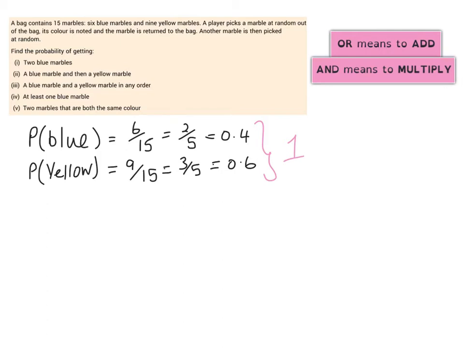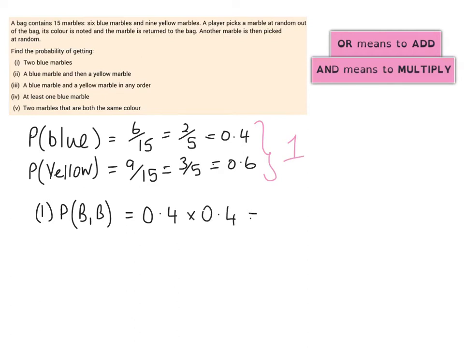Now, let's find the probability of 2 blue marbles. Well, we need a probability of 2 of them, so we'd write it like this. So part 1, the probability of blue and blue. Okay? And remember, and means multiply. So the probability of blue must be multiplied by the probability of blue again. So 0.4 multiplied by 0.4.